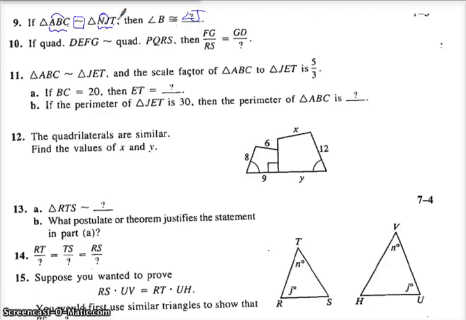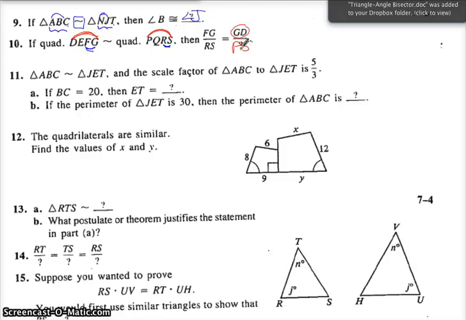Okay, number 10. If quadrilateral DEFG is similar to quadrilateral PQRS, okay, this is what I just said, the order of the letters matters. So if they said then FG is to RS as, then go to this one, it says as DG is to, well, it's first place and last place, so we have to go first place, last place, so this is going to be PS. Okay, number 11.